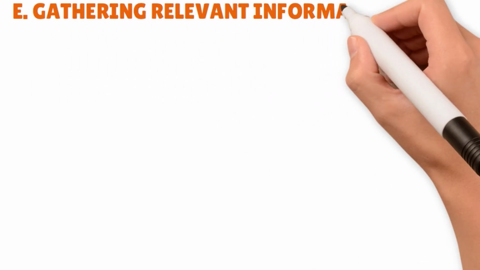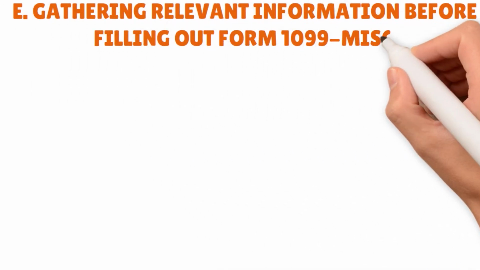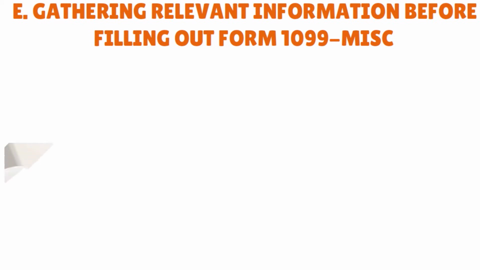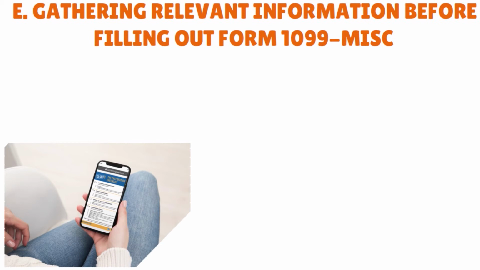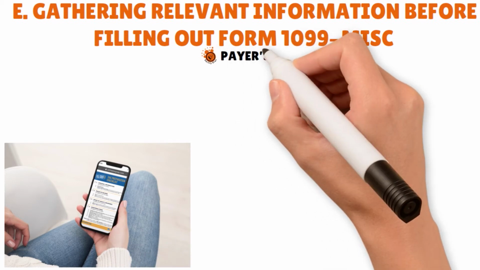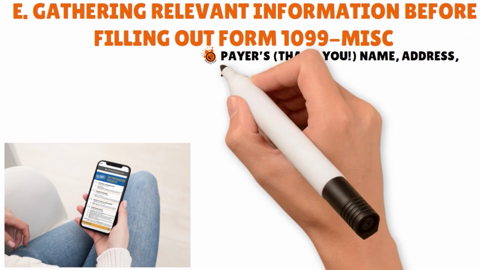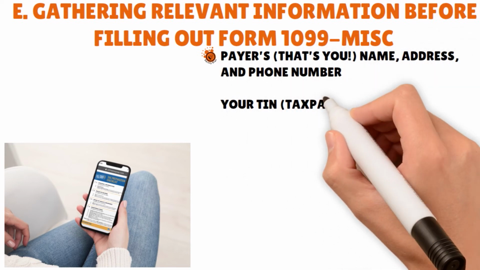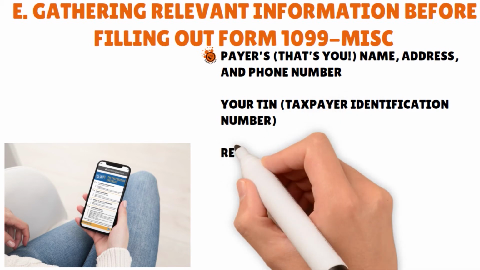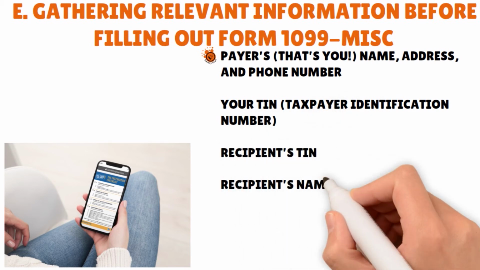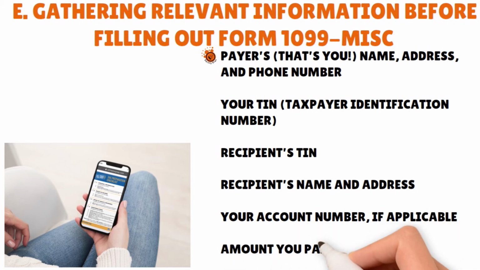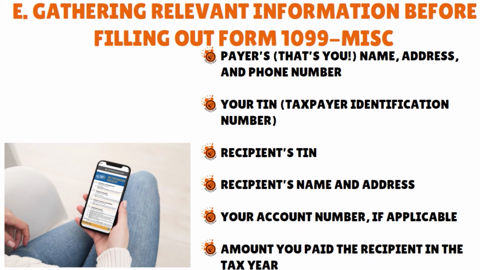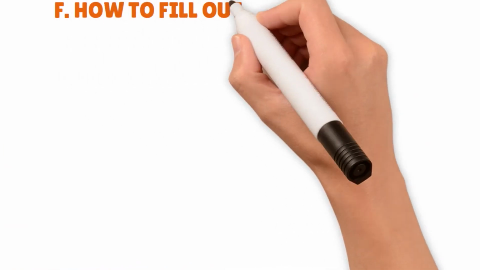Next, you have to gather relevant information before filling out Form 1099 MISC. You should have the following on hand to fill out the form. The payer, that's you, right? In this case, the payer's name, address, and phone number, your TIN, your taxpayer identification number, the recipient's TIN, the recipient's name and address, your account number if applicable, and the amount you paid to the recipients in the tax year. And how do you actually fill out Form 1099?